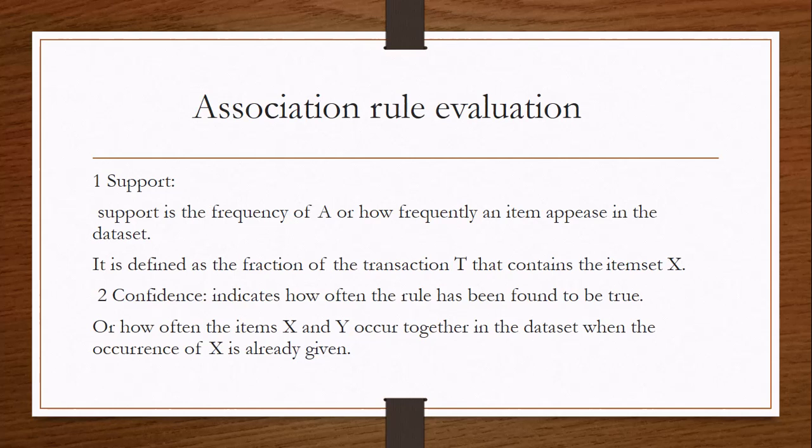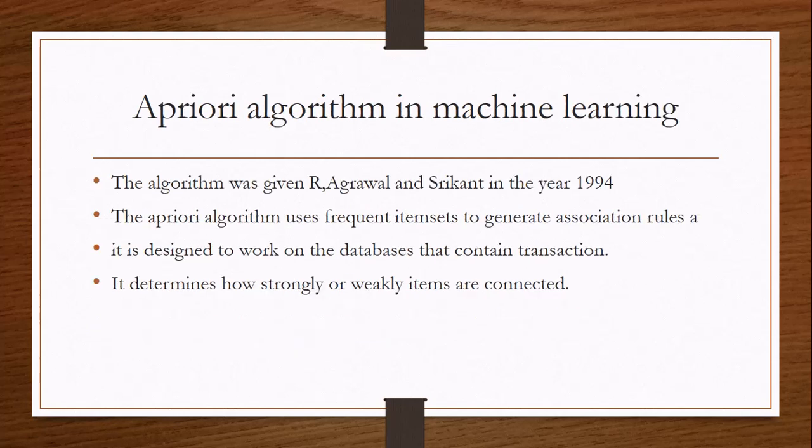Secondly is confidence. Confidence indicates how often the rule has been found to be true, or how often the items X and Y occur together in the data set when the occurrence of X is already given. I will do a working example on this in a later video, but now let's continue.